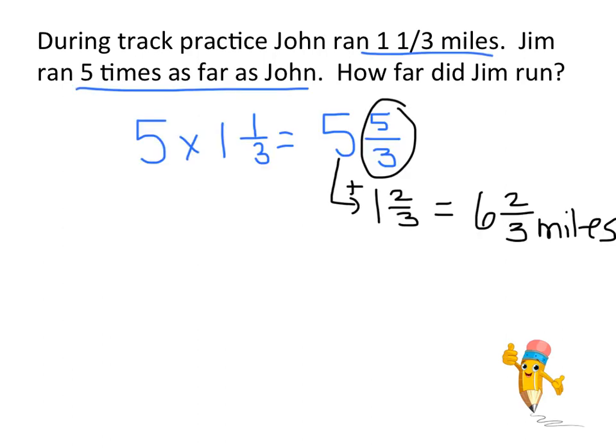How did you do? Did you multiply 5 times 1 1/3 and get 5 and 5/3? 5/3 is a fraction greater than 1. I convert that to the mixed number 1 2/3, and when I add it to the whole number 5, I get my final answer of 6 2/3 miles.